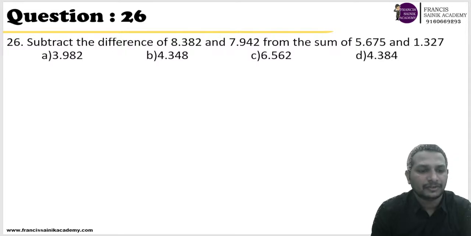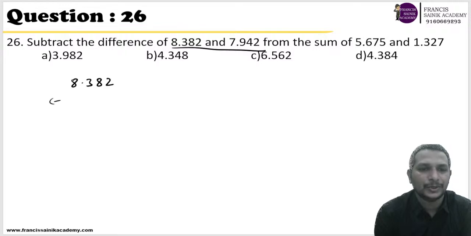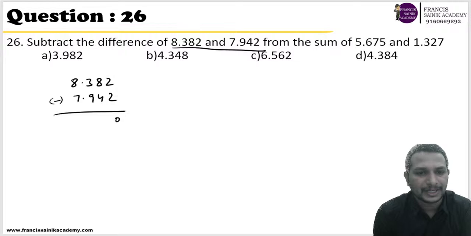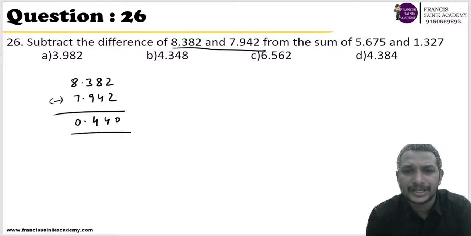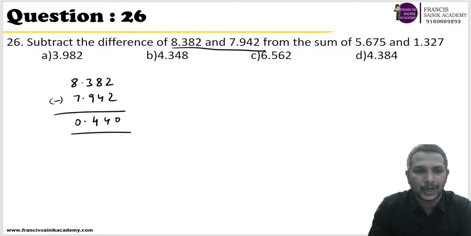Next. Subtract the difference of the first two, right? So first we take the difference. Difference means subtraction, sum means addition, right? While doing the difference, subtraction, 7 minus 9.4. Take the difference of 8.382 and 7. Got the difference as 0.4.